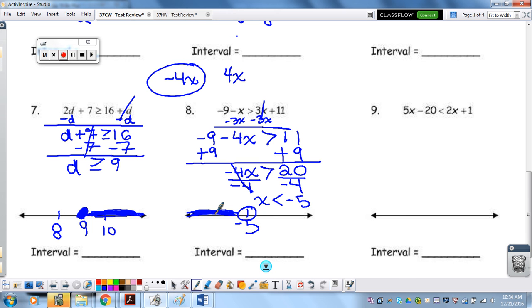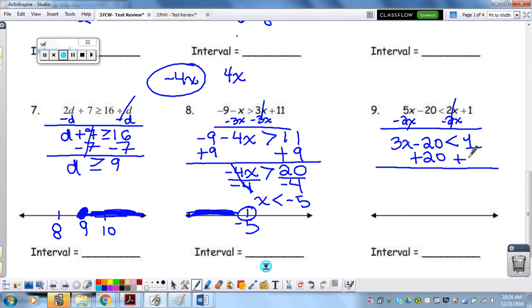And number 9. Okay, so we got to make sure that we have letters on the left, numbers on the right. So I say 2x, I'm going to move that over. It's a positive, so I'm going to subtract. What you do to one side, you do to the other. That cancels. So 5x minus 2x is 3x minus 20 is less than 1. Is your variable by itself? It is not. It says minus 20, so that means I'm going to add. What you do to one side, you do to the other side.